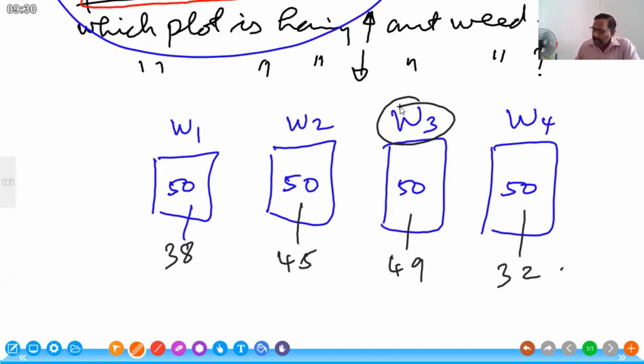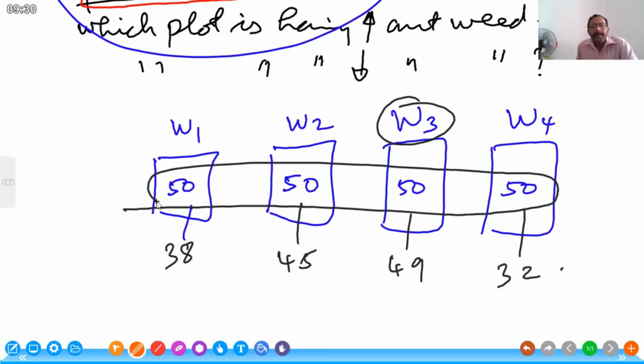But naturally, can we have this situation? Having all the plots with same number of weeds, will it be possible? No, sir. Naturally, no. So this is the situation where we apply the analysis of covariance.